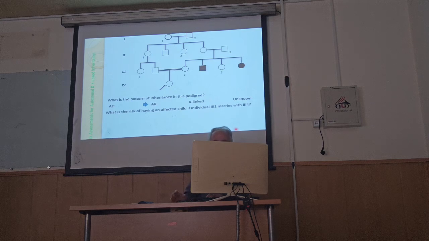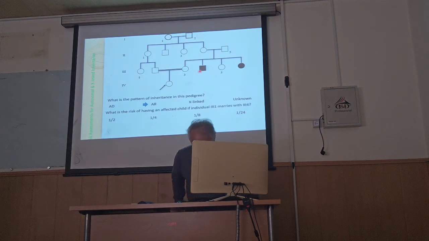What is the risk of having an affected child if 3-1 is married to 3-4? Options: 1 by 2, 1 by 4, 1 by 8, 1 by 25.